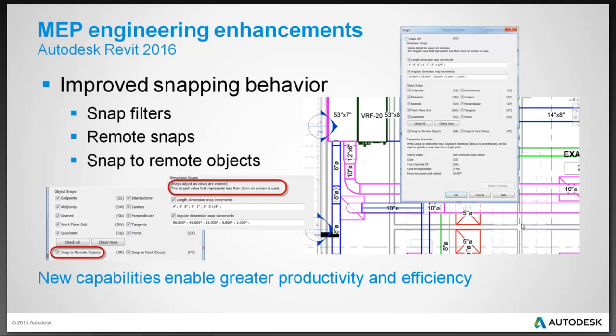Basically, this is all just cleaning up the snap behavior and allowing you to more easily navigate and work within your model. As you can see, there also are now snap filters that will, again, allow you to more easily leverage the snap behavior in your Revit model.